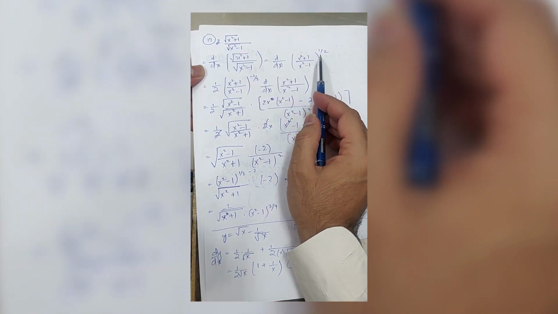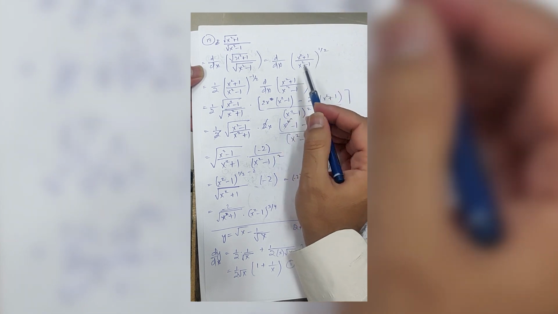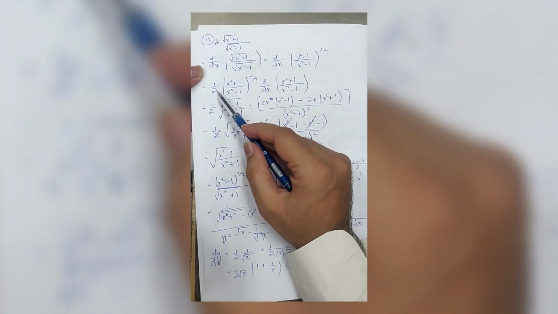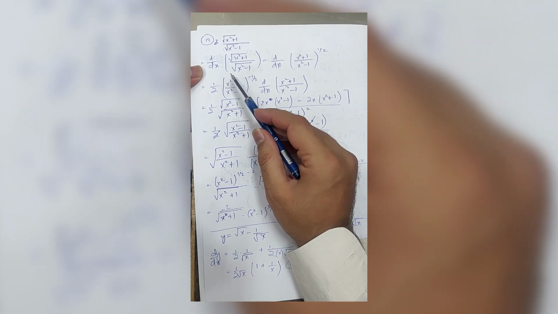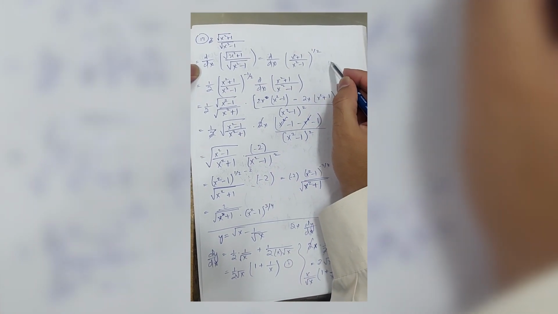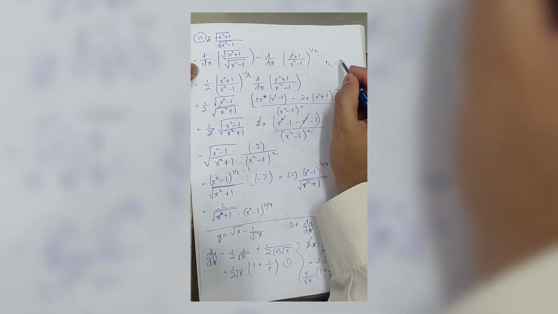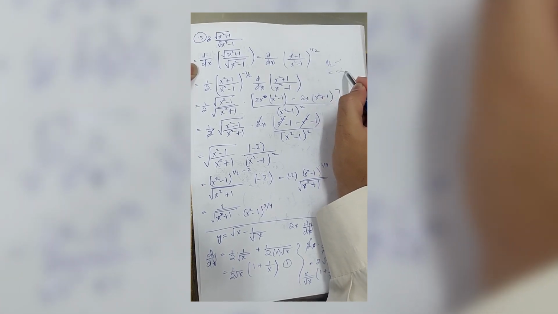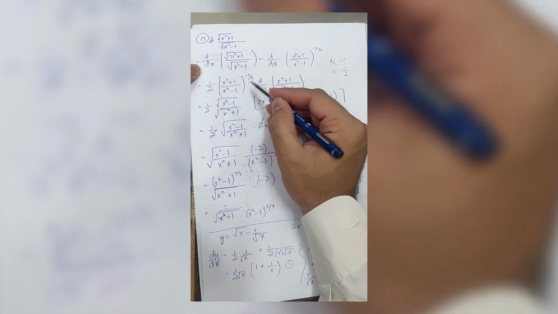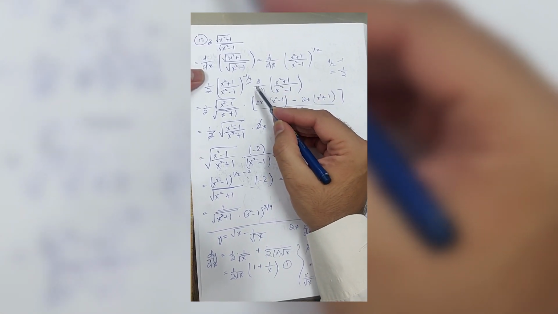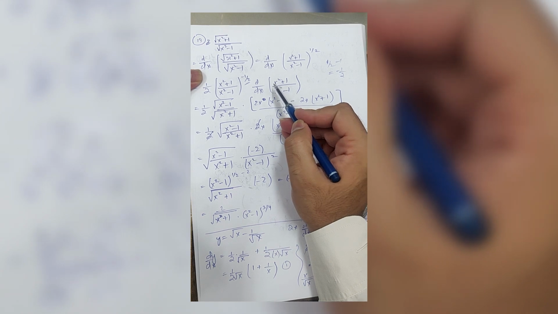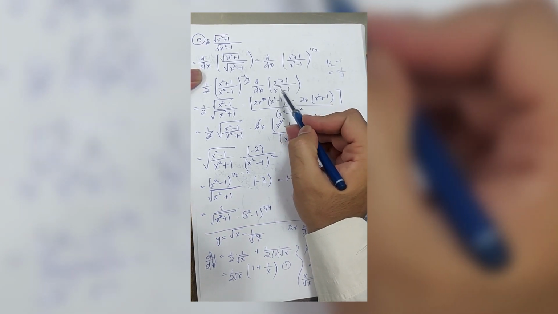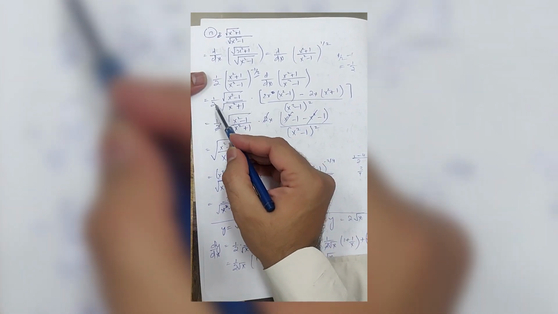We know that the derivative of a function raised to some power is equal to the power, and the power minus 1. So 1 by 2 minus 1 is equal to minus 1 by 2, as I have done here, and the derivative of the function inside the power. So the derivative of x squared plus 1 divided by x squared minus 1. So I'm going to solve here.